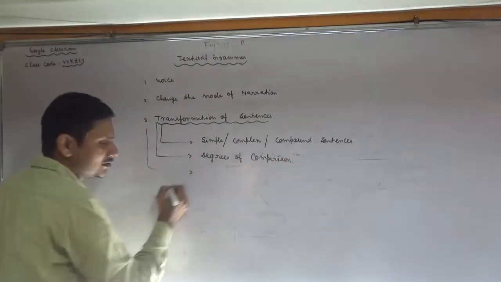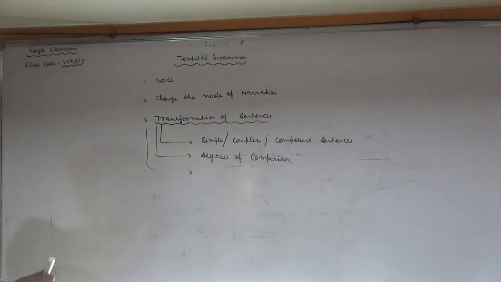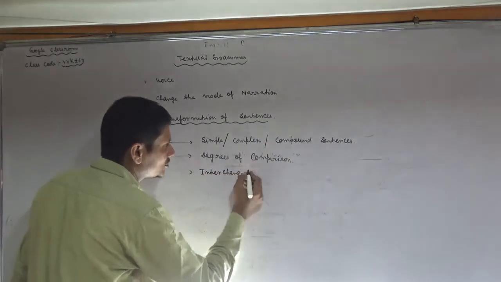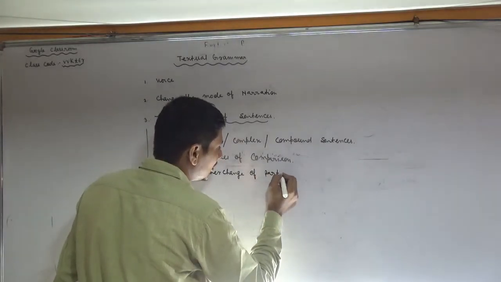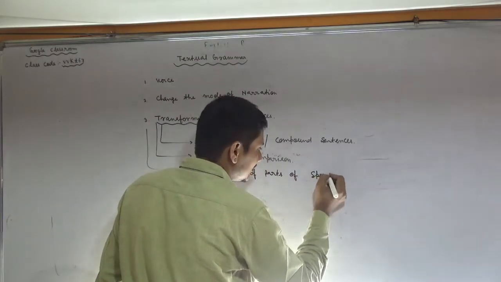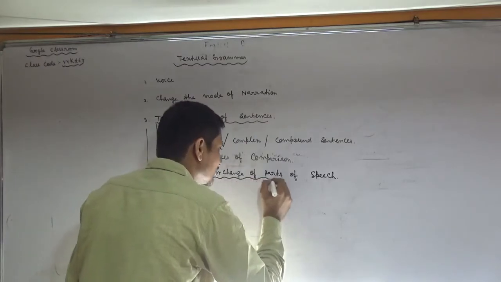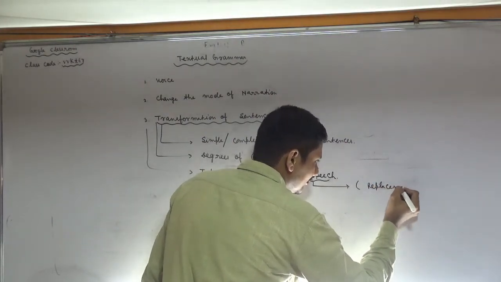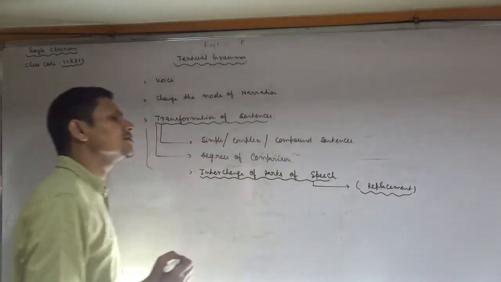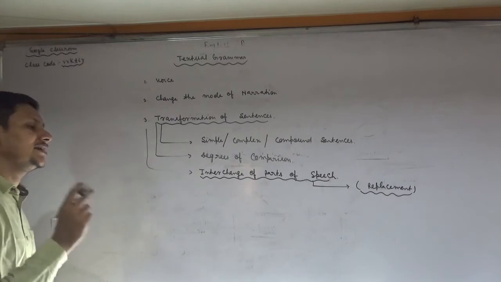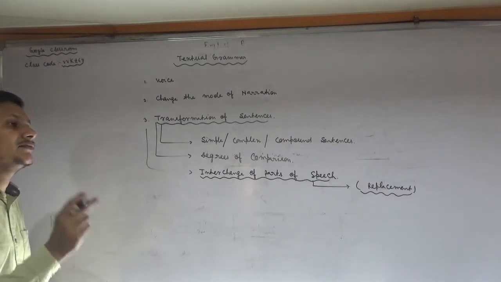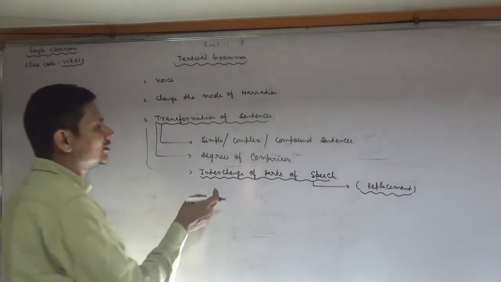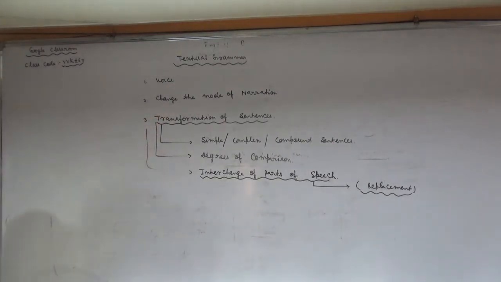The next topic is interchange of parts of speech. This interchange of parts of speech is also known as replacement, because we have to change the form of a word. Suppose in the given sentence the word is in noun form. So the instruction will be given that use the verb form of that particular word. That is why we can call this one replacement.